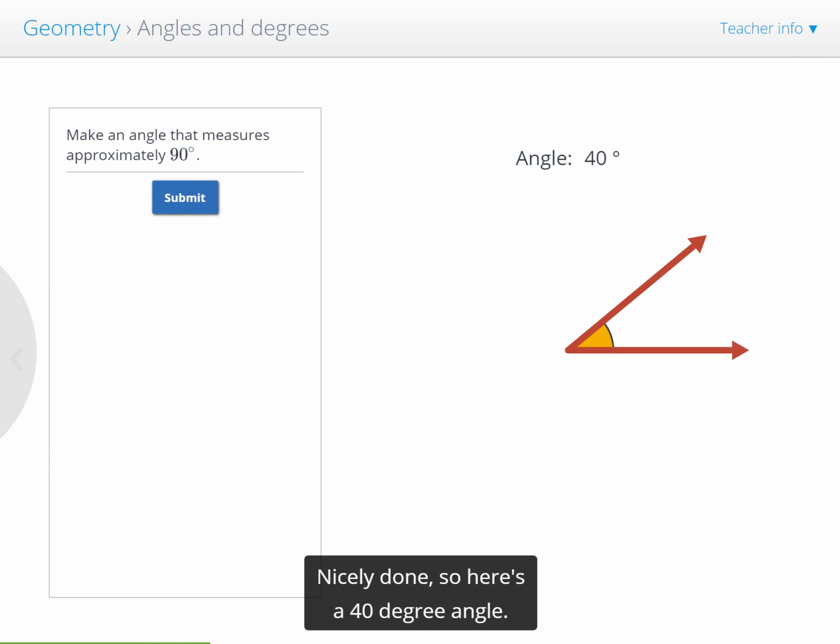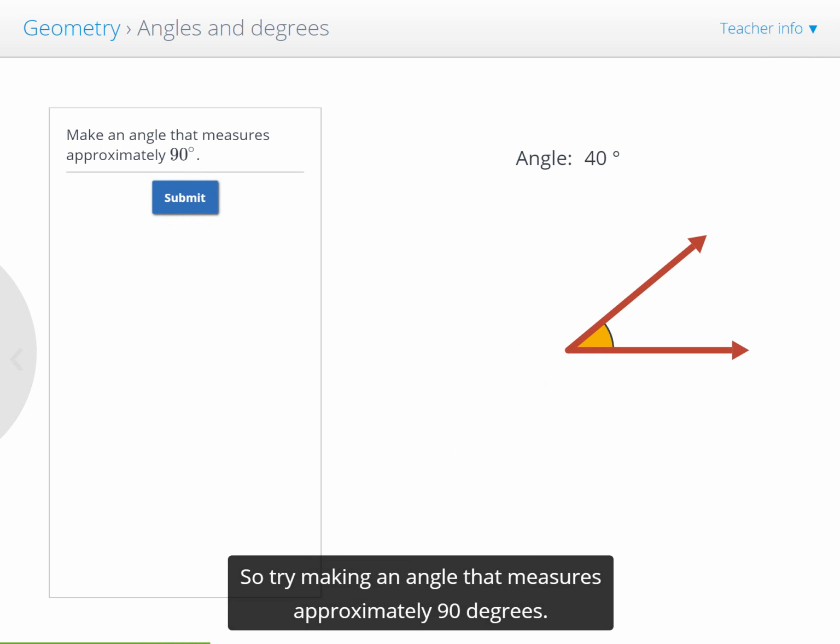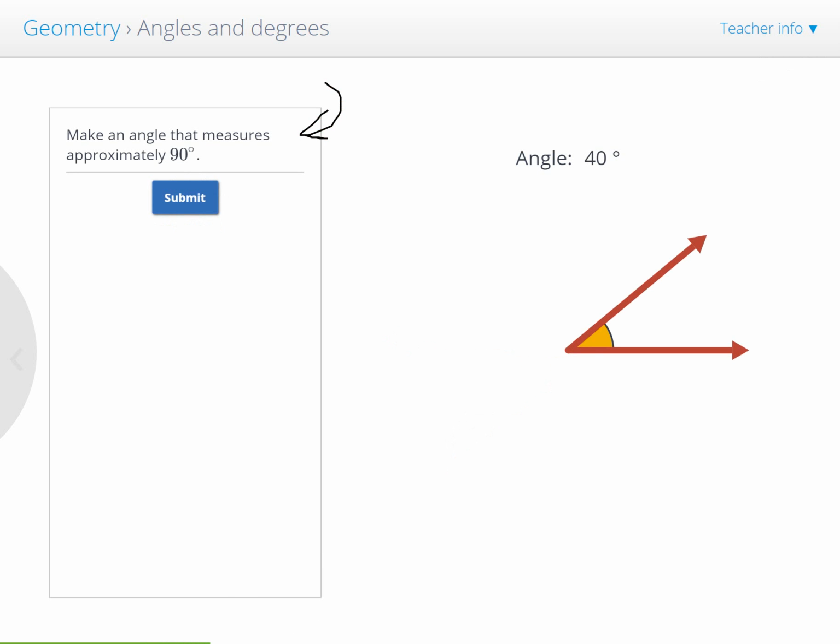Nicely done. So here's a 40-degree angle. Next, we'll have you make a few more angles. So try making an angle that measures approximately 90 degrees. Once you've got one, press the Submit button.